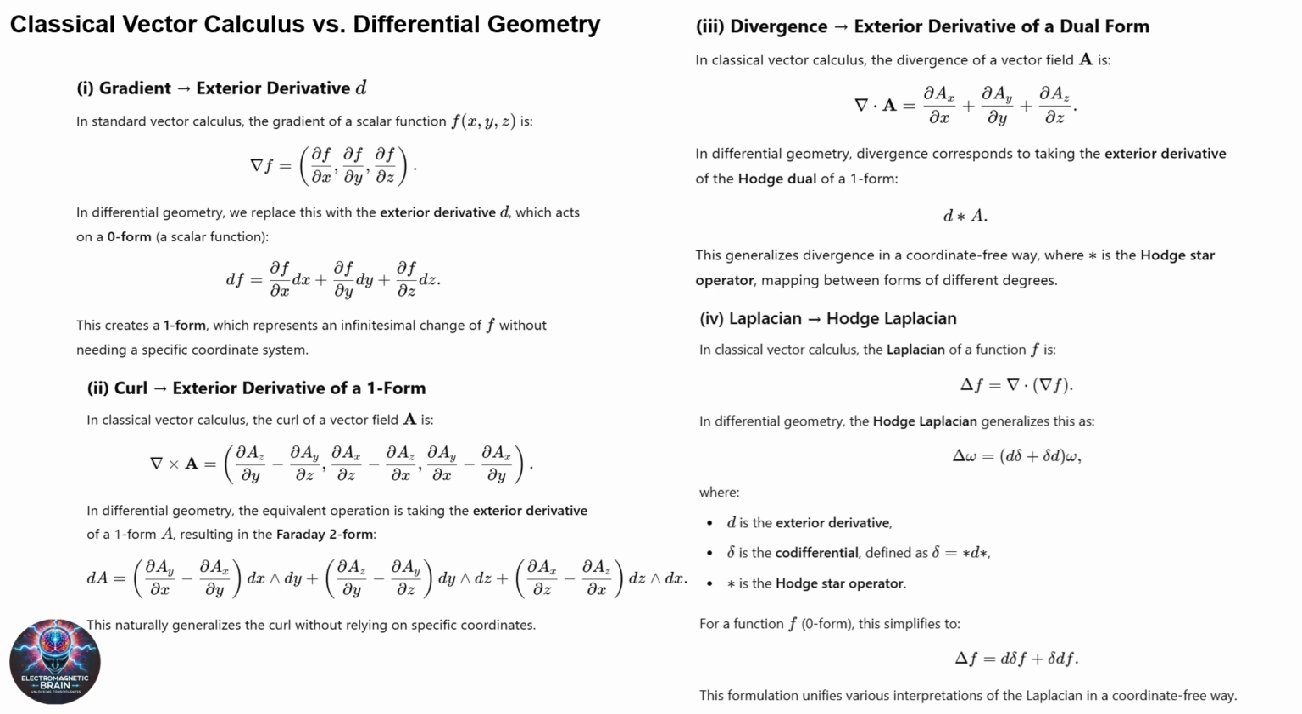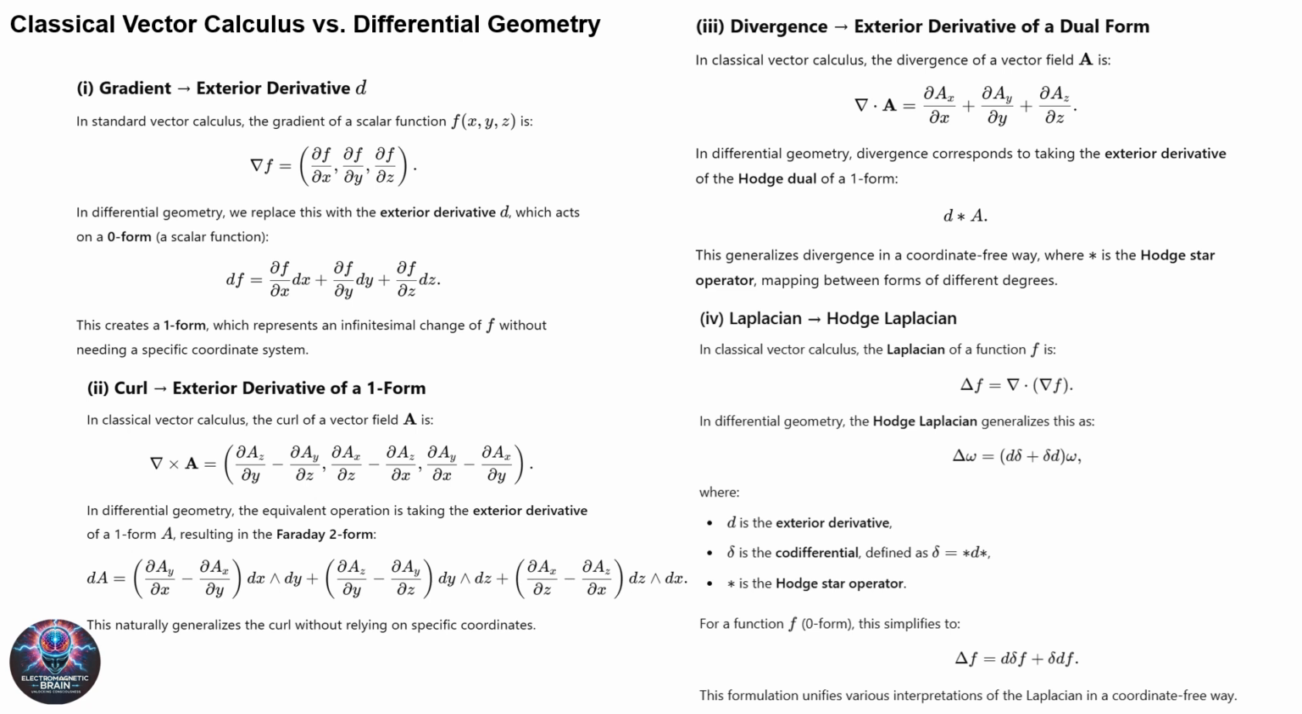Finally, we extend the Laplacian, which in classical vector calculus describes diffusion and wave propagation, to the Hodge-Laplacian. This generalization combines the exterior derivative, codifferential, and Hodge-star operator, creating a powerful framework for describing differential geometry. By adopting the Hodge-Laplacian, we gain a deeper understanding of wave behavior, potential theory, and harmonic analysis in curved and high-dimensional spaces.